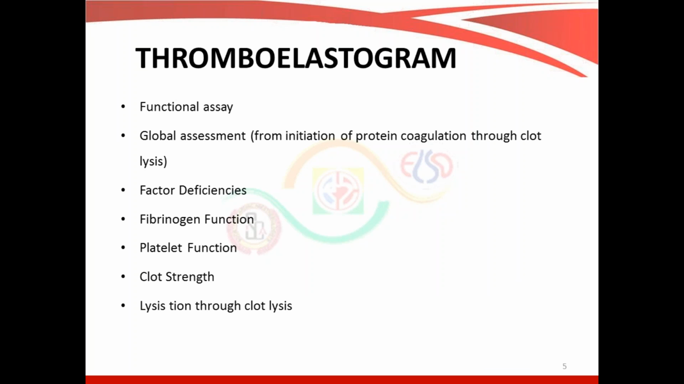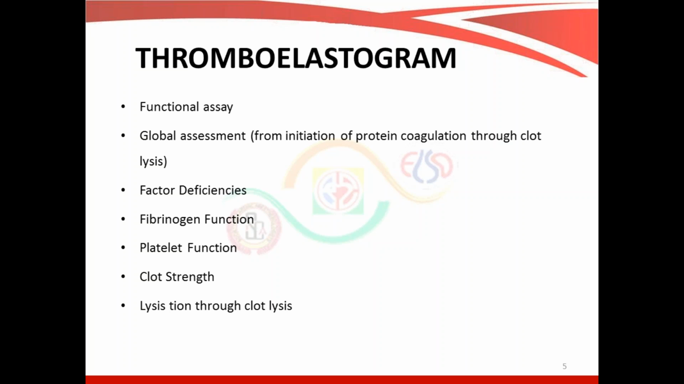So with the coming up of TEG or Sonoclot or ROTEM, you don't need to rush for a lab test for APTT or platelet count on your patient. So thromboelastogram is a functional assay for a global assessment, and what it does best is tell you about factor deficiencies, and about the fibrinogen function. In fact, most of your bleeding patients have a hypofibrinogenemia.